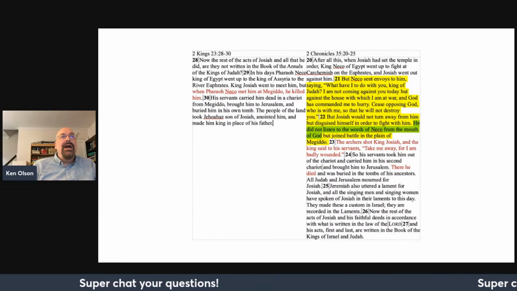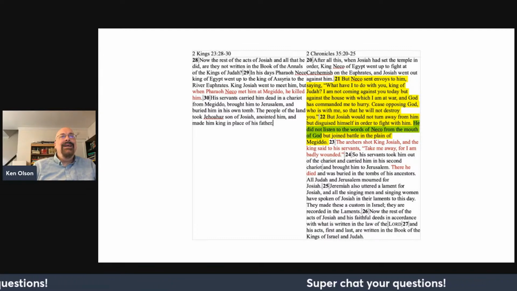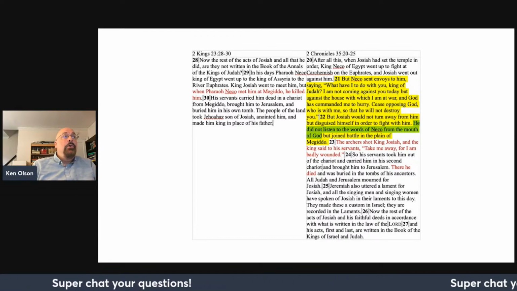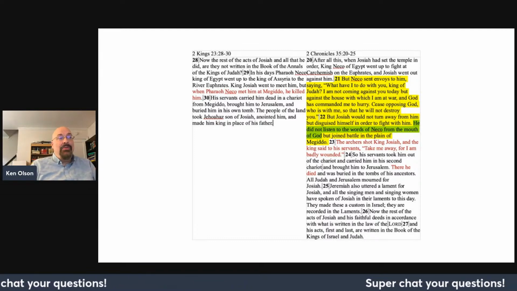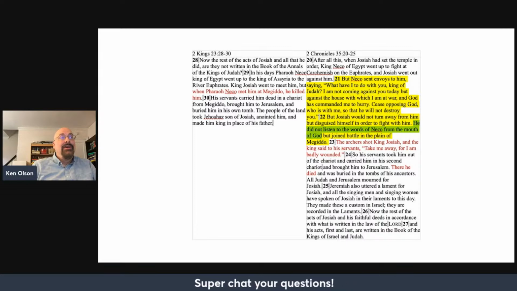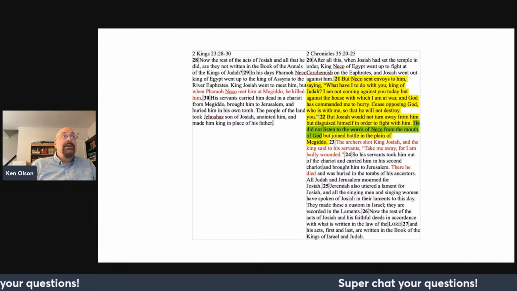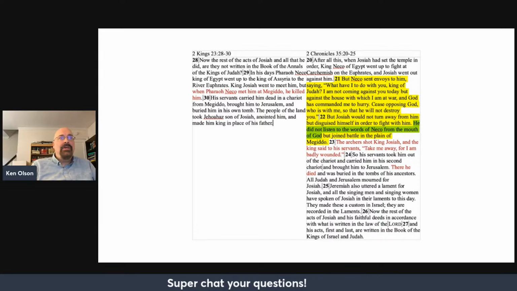But Josiah would not turn away from him, but disguised himself in order to fight with him. He did not listen to the words of Necho from the mouth of God. So what do we have here? We have a theological explanation of why Josiah lost the battle and was killed. He didn't listen when Necho told him that God doesn't want him to oppose him. He disobeyed God, and that's why he was killed.